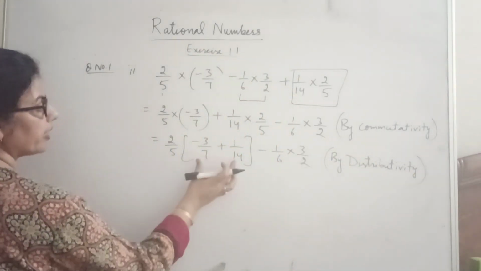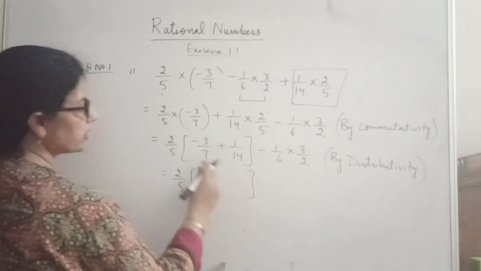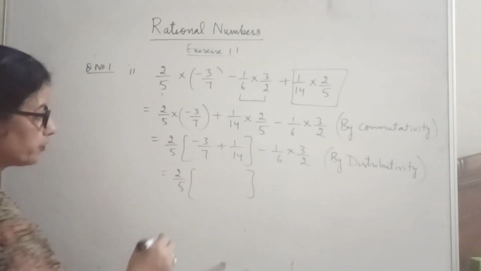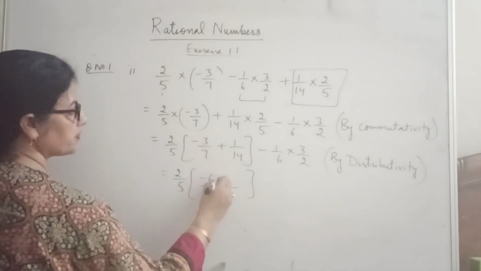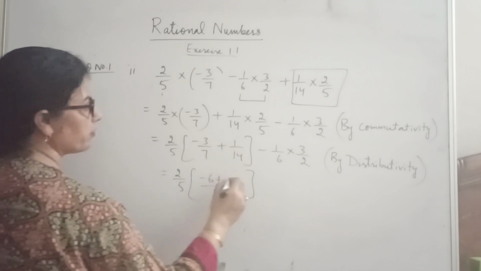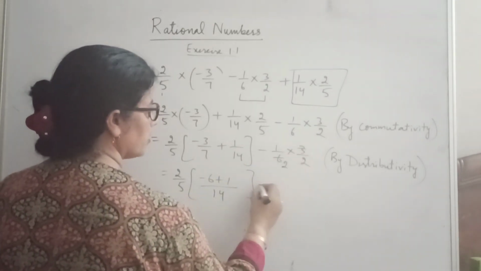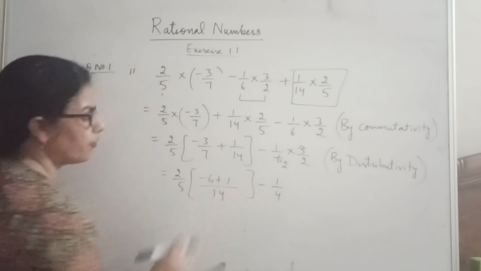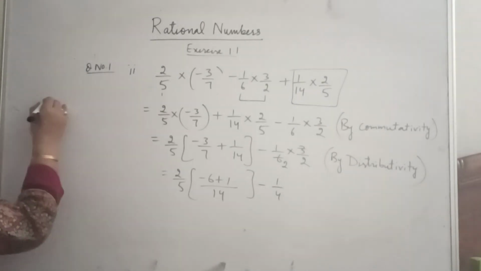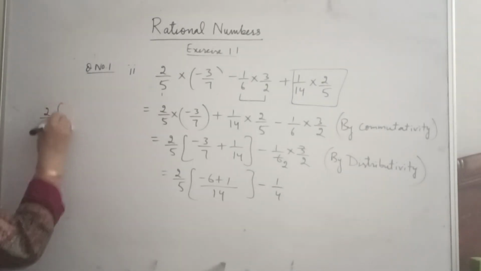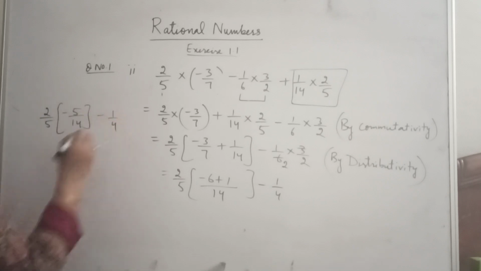Now we want to simplify this bracket. Take the LCM. What is the LCM of 7 and 14? 14 is the LCM. 7 2s are 14, so 2 times minus 3 is minus 6. 14 1s are 14, so 1. And here you can simplify if you want: 3 2s are 6, minus 1 by 2 2s are 4 will come. Now what is minus 6 plus 1? 2 by 5 into minus 5 by 14 minus 1 by 4.